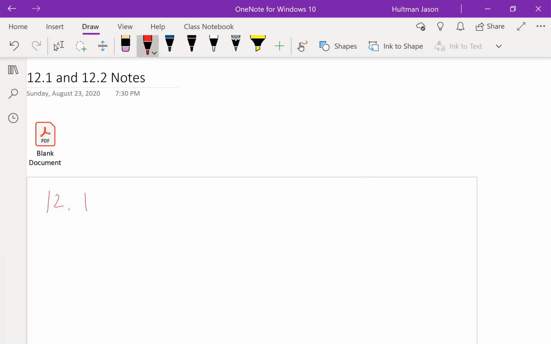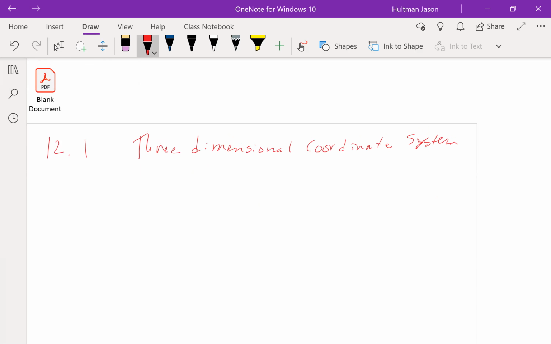12.1 is the three-dimensional coordinate system. Okay, three-dimensional coordinate system. The way we set up a three-dimensional coordinate system, there are two different ways to set it up. The way that we're going to set it up in this class looks like this.